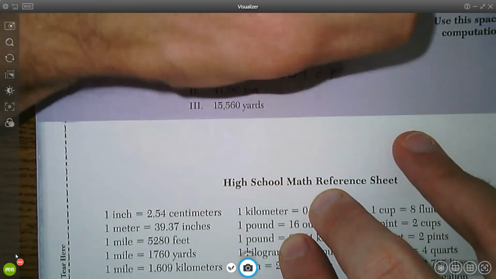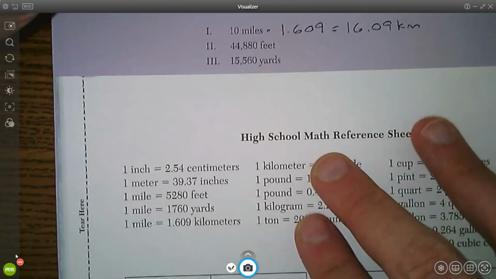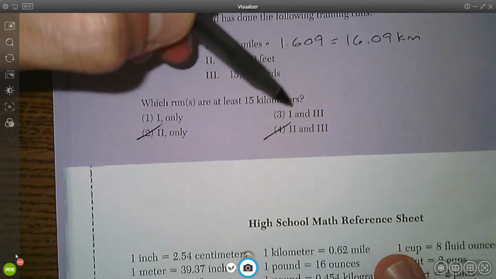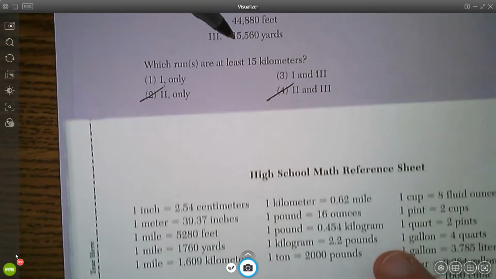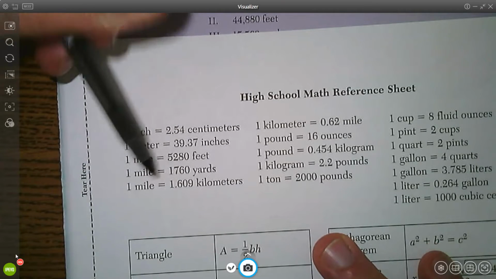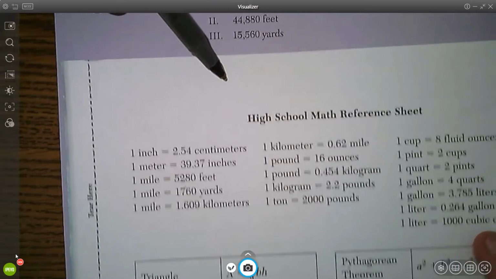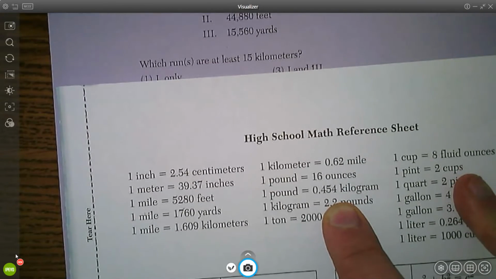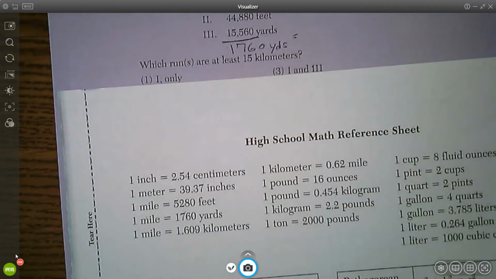And that's going to give me 16.09 kilometers. So that's okay. So statement 4 and 2 are out. So at this point, I only need to look at statement number 3. Yards. All right, so I'm looking for yards on here. 1 mile is 1,760 yards. That's the only thing that I see on here that has yards. So if I divide this by 1,760 yards, this is going to leave me with miles.